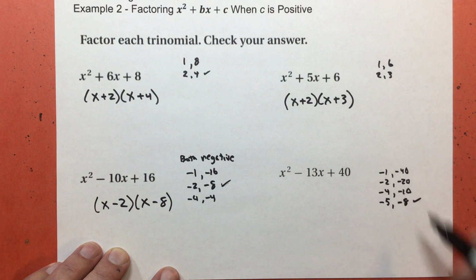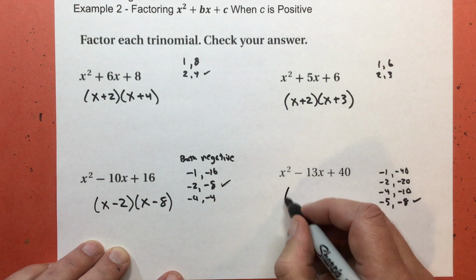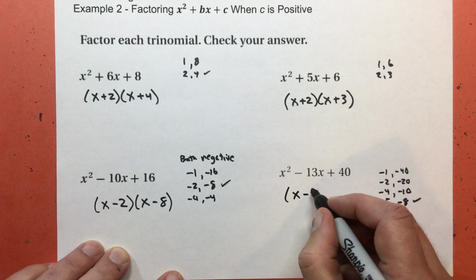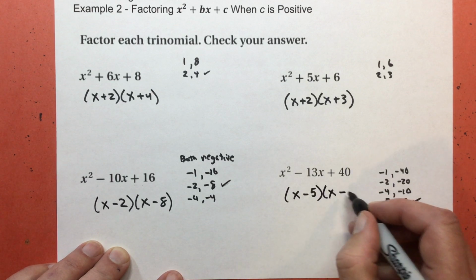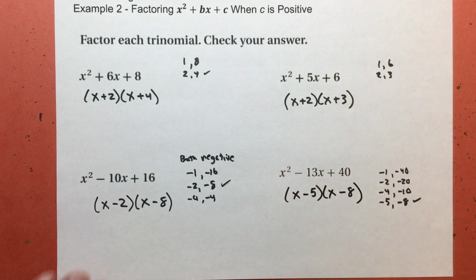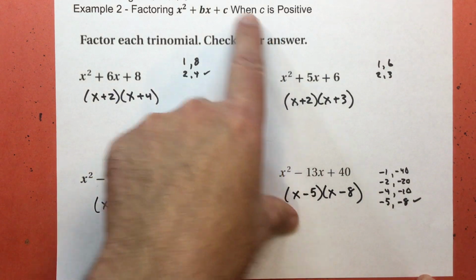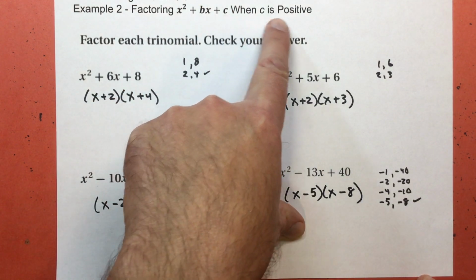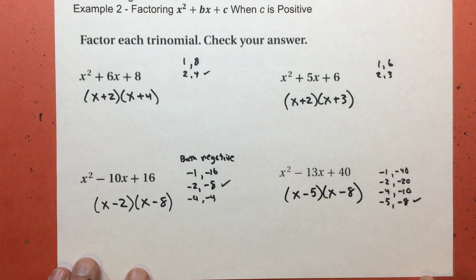And actually that's all of them. So that was the last one I found. So I get x subtract 5 times x subtract 8. And that's all there is to do about those. Now in the next video, that last number is going to be negative. This is when c, the last number, the constant, is positive. And the next one is going to be negative. But the process will be exactly the same.